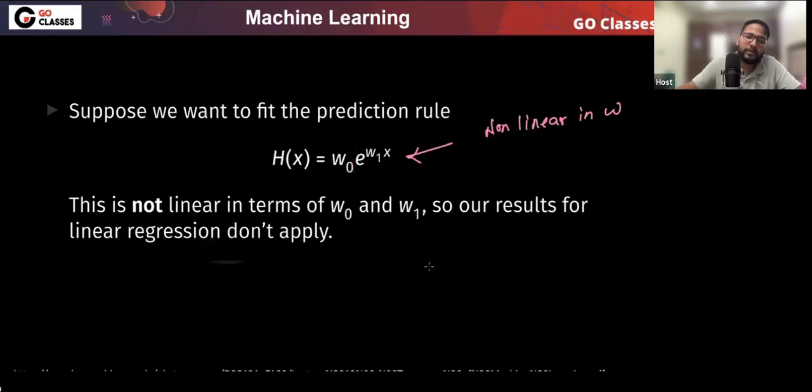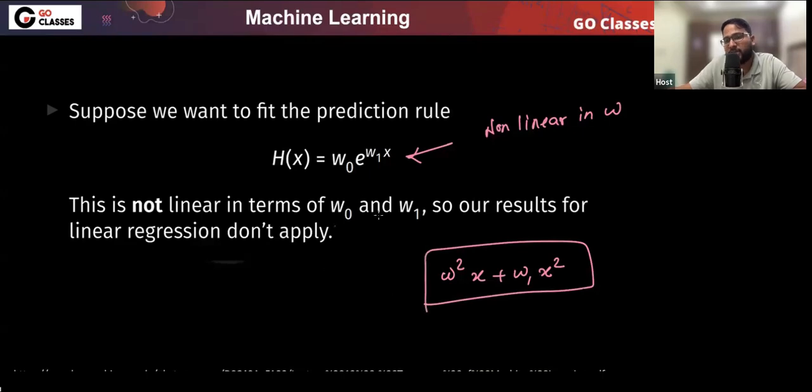Just a simple example: even this is also non-linear. Technically, this is also non-linear in W. I'm not saying it is linear or something. This is also non-linear, but I'm just telling you some better examples.